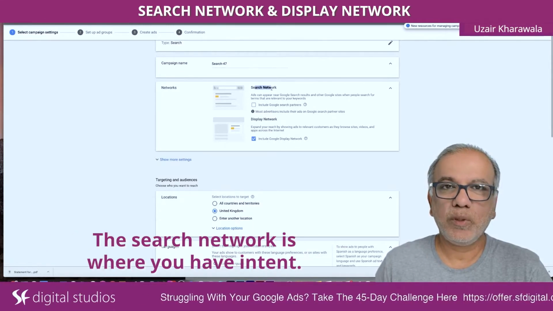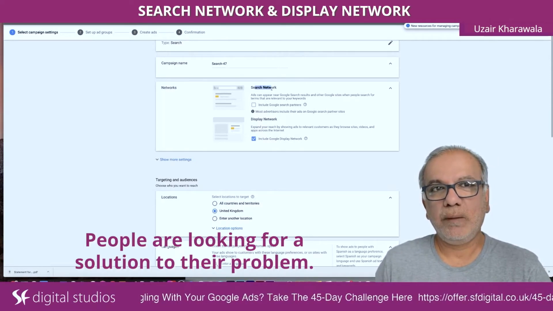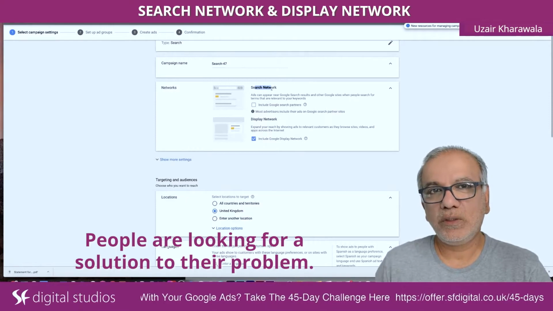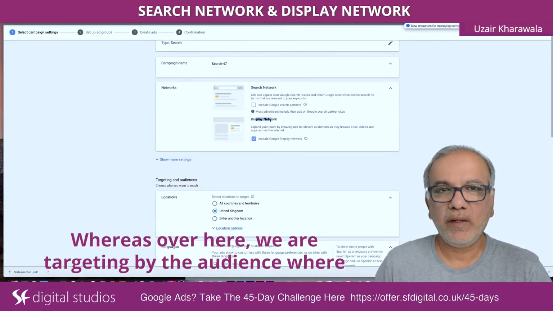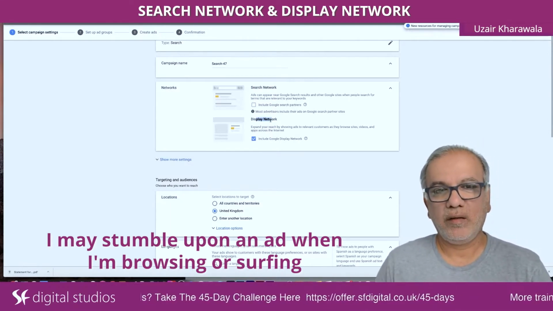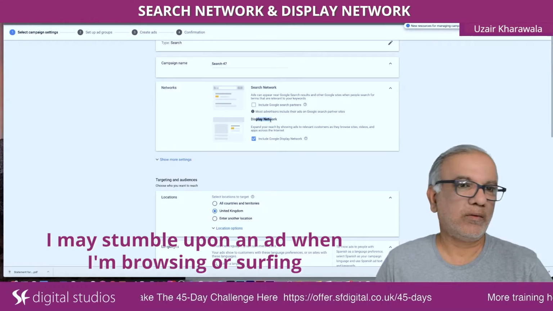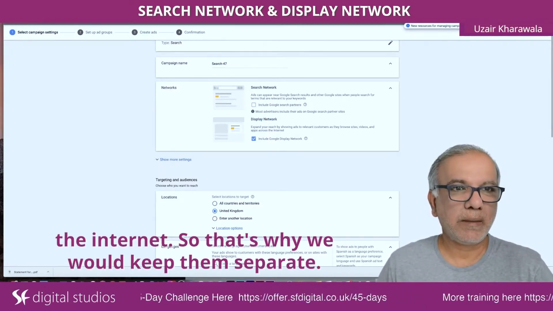So definitely keep them separate, because they are targeted for different types of audiences. The search network is where you have intent. People are looking for a solution to their problem, whereas over here we are targeting by the audience, where I may stumble upon an ad when I'm browsing or surfing the internet. So that's why we would keep them separate.